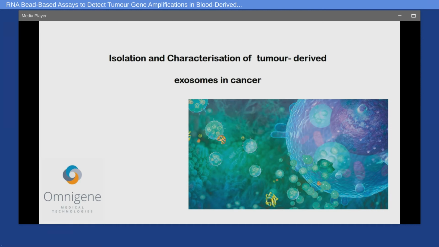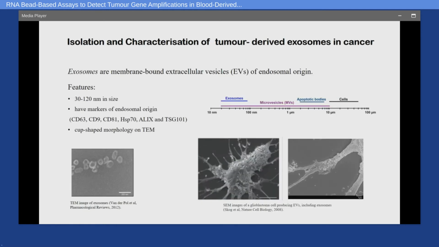So the exosomes are these membrane-bound extracellular vesicles from endosomal origin. Here you can see electron microscopy of these exosomes. Keep in mind that exosomes are extremely small, so 30 to 120 nanometers. If you have something which is in the sort of 2 microns, those are apoptotic bodies. And in general, microvesicles are sort of indicating all these types, but we are working with exosomes. Now, exosomes are from endosomes, so they have specific markers. So mainly we worked with CD63 and CD9.